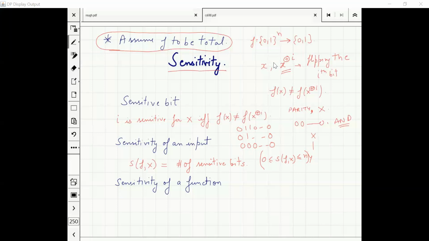For the OR function, if I take the input 0, 1, 1, 0, 0, 0, there is no bit which can be flipped and the function value can be changed. So the sensitivity of this input at OR is 0. This should be clear to you. And once you have defined the sensitivity at an input, you can define the sensitivity of a function, which is the maximum over x of s of f comma x.